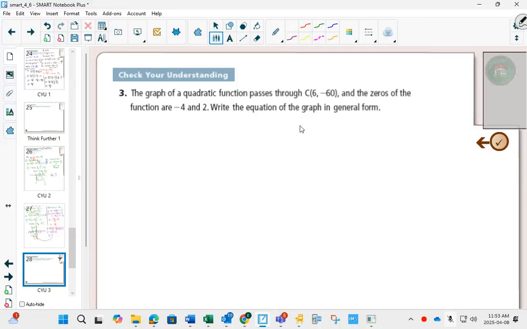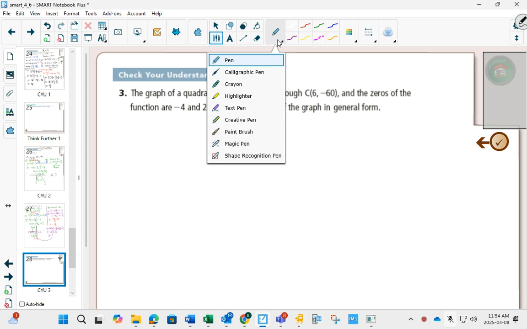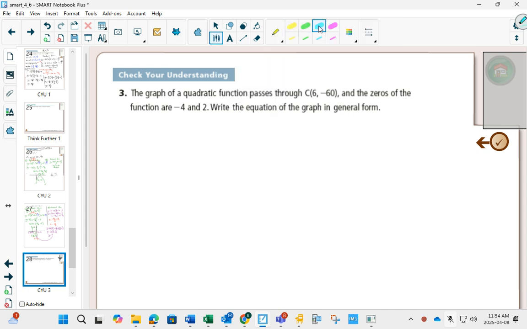The graph of a quadratic function passes through a certain point, and the zeros are -4 and 2. Write the equation in general form. So I'm going to take out some things here and highlight them based on what we've read. We want our answer in general form. We're given a single point, and we're given zeros of -4 and 2.